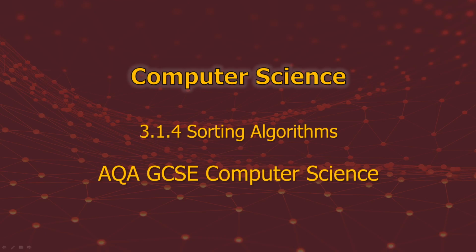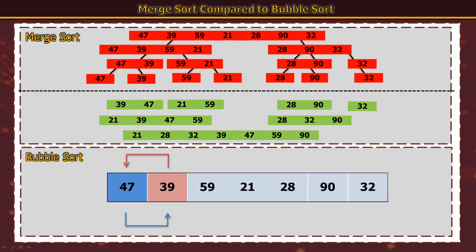Welcome to my video. In this video we're going to look at the sorting algorithms for AQA's GCSE in computer science. We are going to compare the merge sort and the bubble sort and look at the advantages and disadvantages for both. You'll need to know these for your exam.